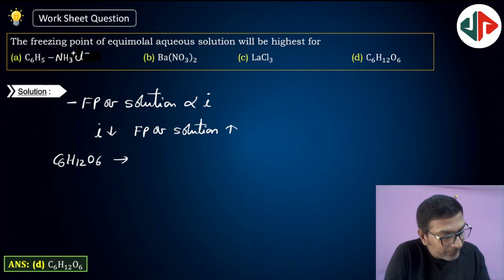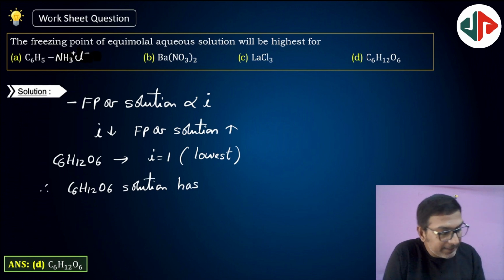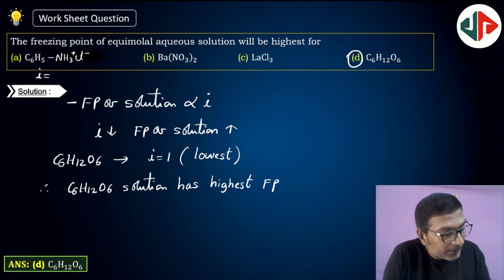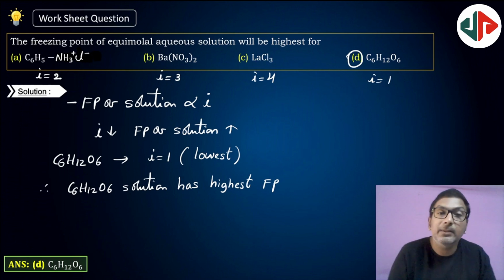So in the given options, C6H12O6 has i value 1, which is the lowest value. Therefore the C6H12O6 solution has the highest freezing point. Option D. So here i value 2, here i value 3, here i value 4, here i value 1. As the value of i decreases, freezing point increases.